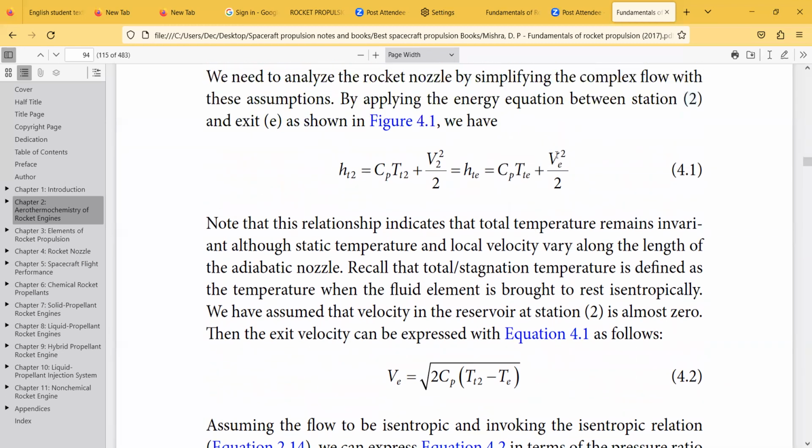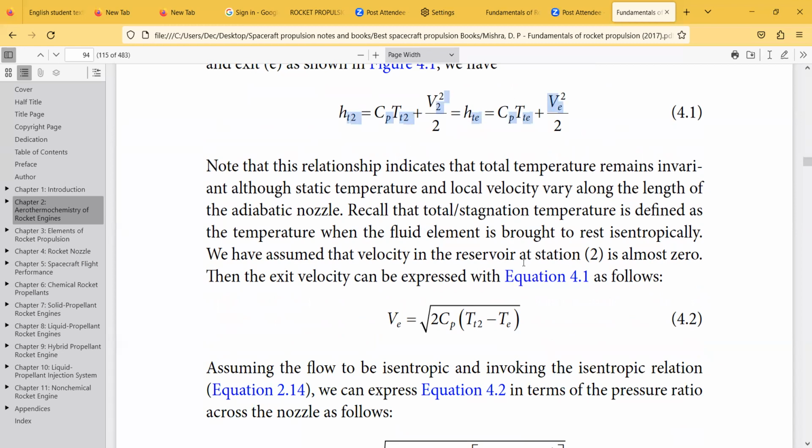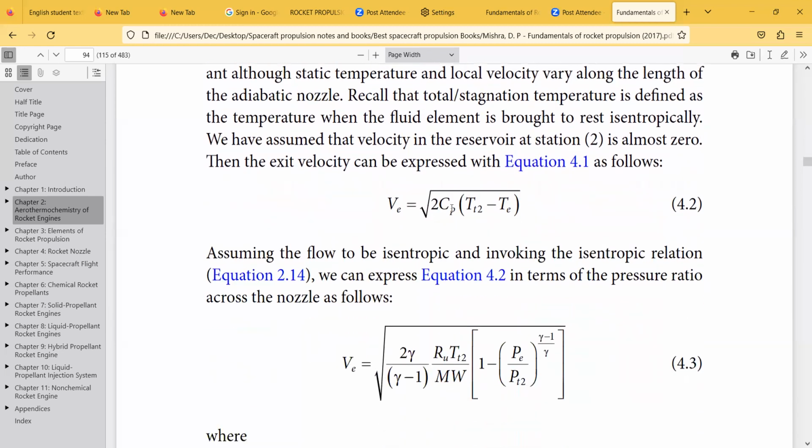At exit, velocity is very high, as I told you, but this C_p T_2 is small. Whatsoever, from these relations, we can find the exit velocity is equal to the square root of 2 times C_p, where C_p means specific heat at constant pressure. You have to understand this. Times T at 2 minus T at exit.